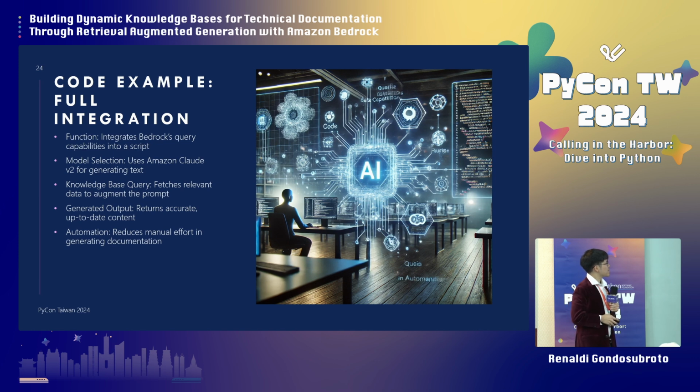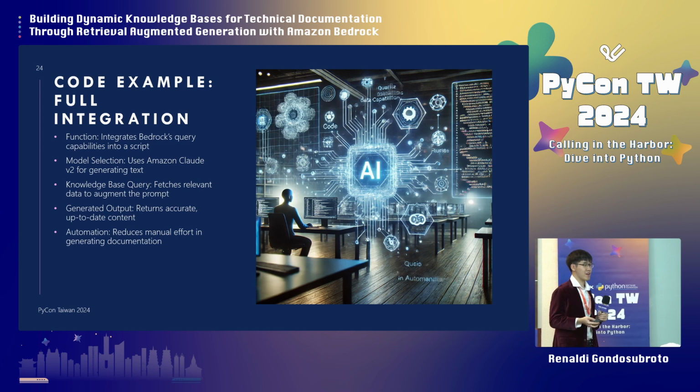And pretty much, we're going to look at a bit of a demo in a bit, but just to see within the full integration context what we want to be able to do. In this case, we want to integrate Bedrock's queries capability into the script. We want to use Amazon Claude v2, in particular, for generating text. We will fetch the relevant data to augment the prompt. We want to be able to return accurate, up-to-date content.